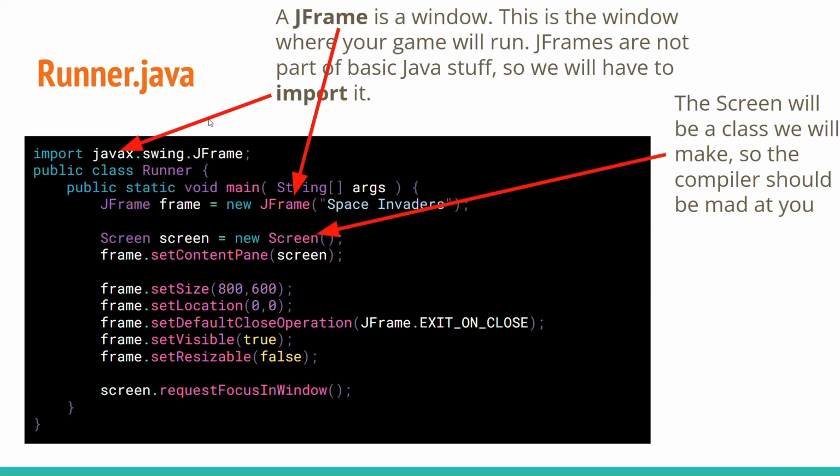Okay, so now go to runner.java and take a look. You'll see import javax.swing.JFrame. That's basically just going to be an import because JFrame is not built into the Java package by default, so we have to import it. Then we have this JFrame. This is basically the main window that stuff is going to be in.